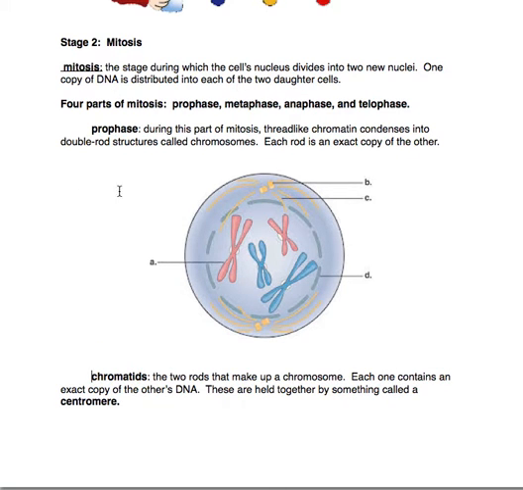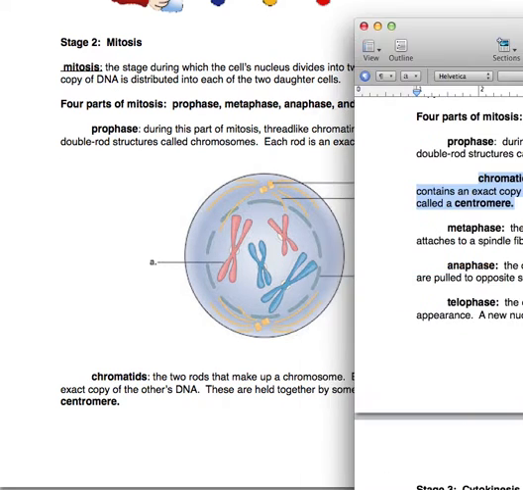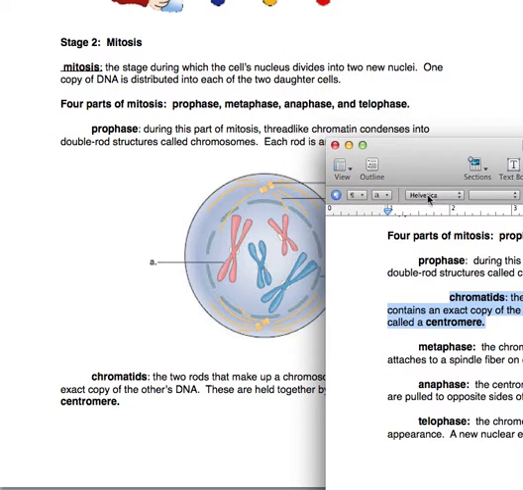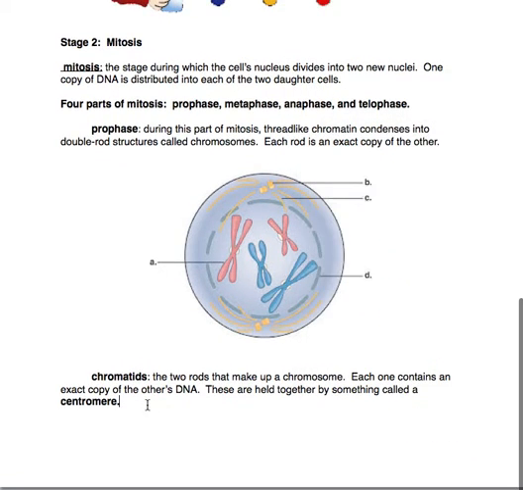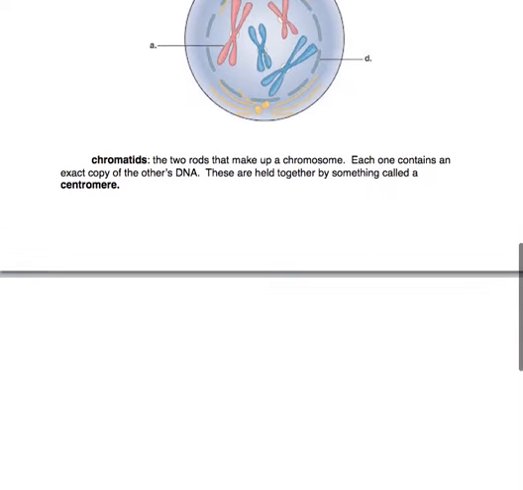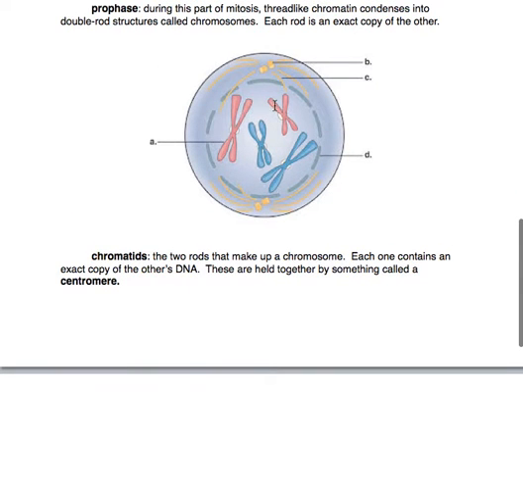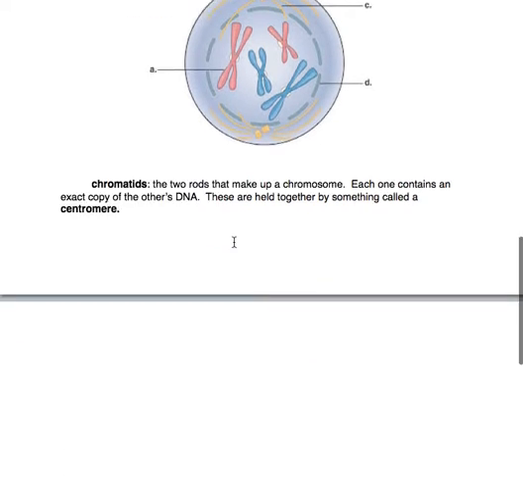Okay, chromatids are the 2 rods that make up a chromosome. So again, here's a chromosome, and there's 2 separate rods. Each rod contains an exact copy of the other rod's DNA, and they're held together by something called a centromere. Okay, so that's prophase. You have the chromatin condensing and forming chromosomes that are an exact copy. Each side of the chromosome is an exact copy of the other.